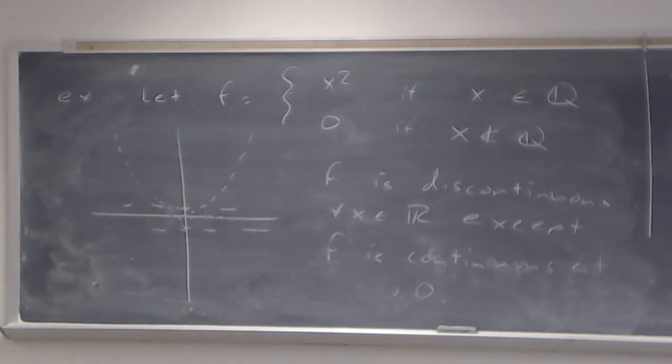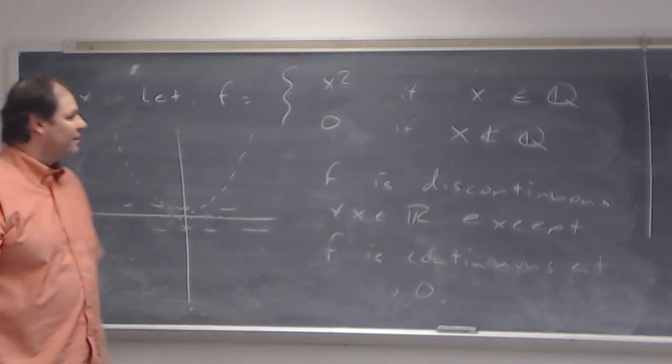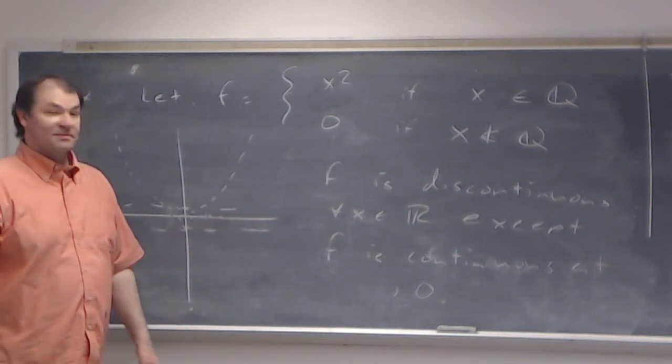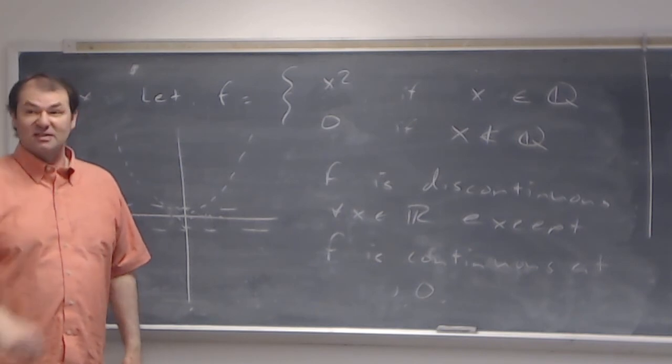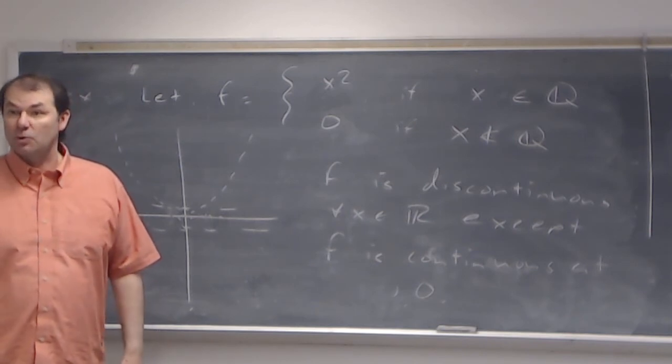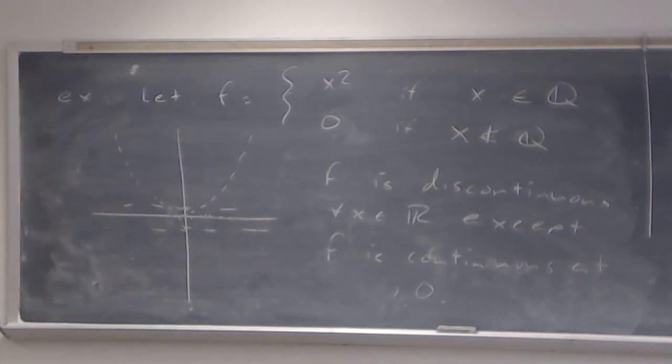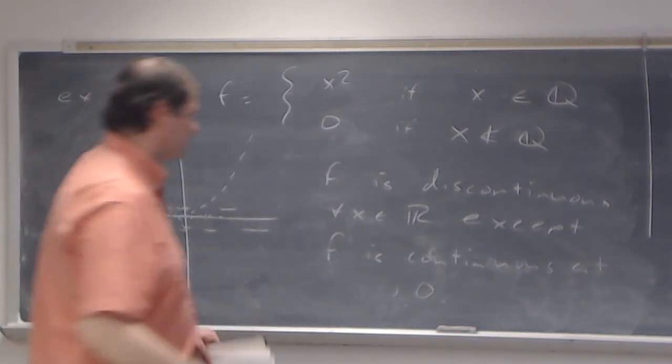Well, this is kind of a weird function, in that we have discontinuity everywhere except at 0. So we can have discontinuity at a single point. We've been talking about continuity just at a single point, but we can extend that notion of continuity to more than just a point, to a set, especially an interval. And so I'm going to write up this definition.